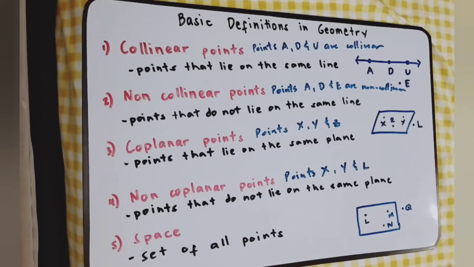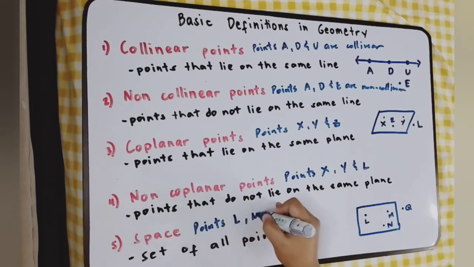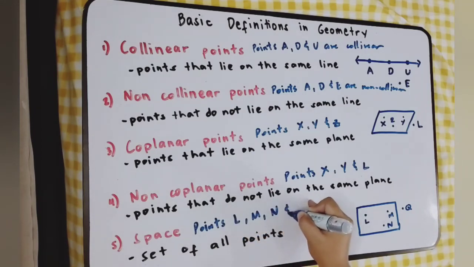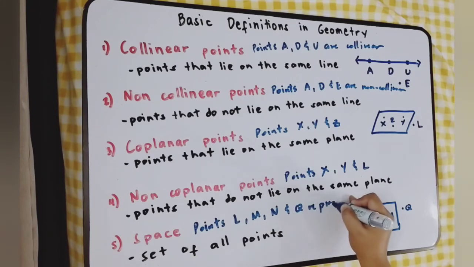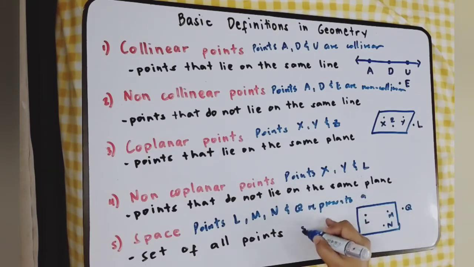And the last one is the space. Space is simply the set of all points. Okay, so here we can say that points L, M, N, and Q represent a space. Okay, so pag sasama-samahin lahat ng points, then ayun na yung tinatawag na space. So, that's it. Ayun lang yung mga kailangan yung tandaan dito sa topic natin for today. Mga definitions lang nila.